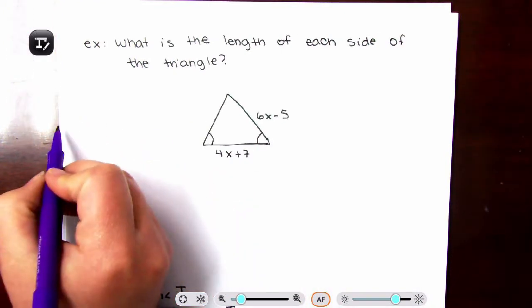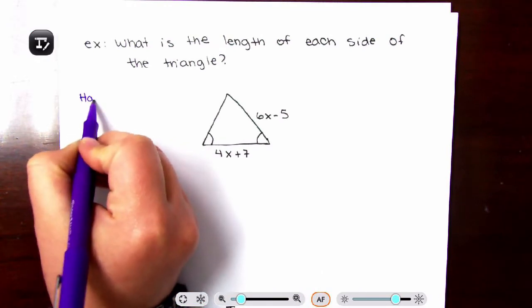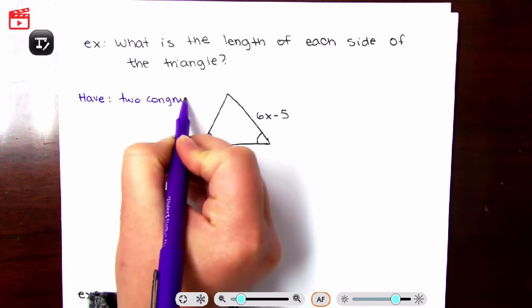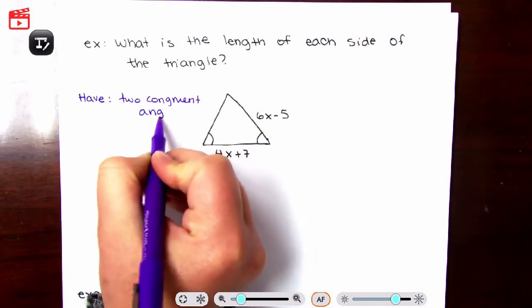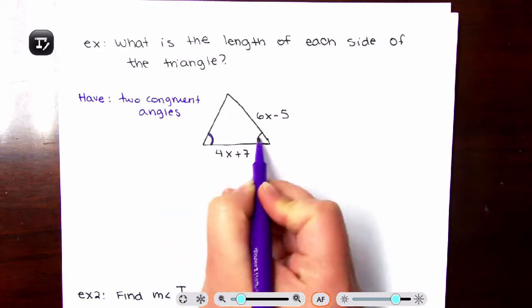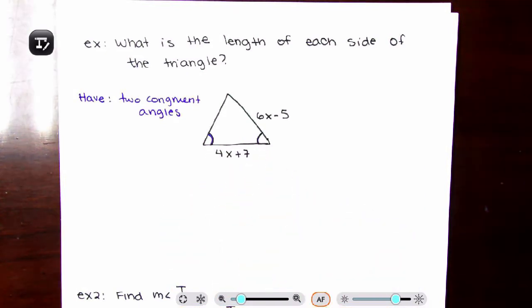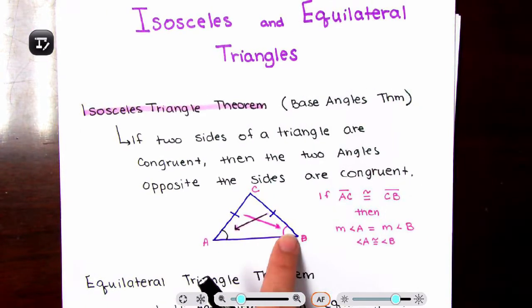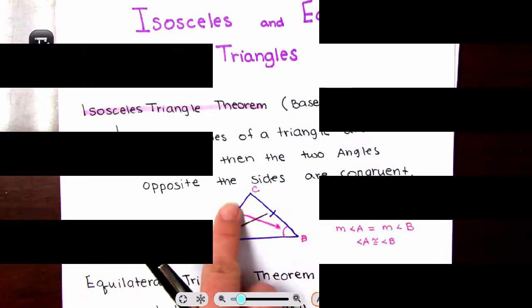So what do we have? I have two congruent angles. This angle here and this angle here, we know they're congruent because they have the same number of arcs or tick marks. If we have that those angles are congruent, that means we're going to be using the isosceles triangle theorem that says if these two angles are congruent, then these sides are congruent. If these sides are congruent, then we have the angles congruent.